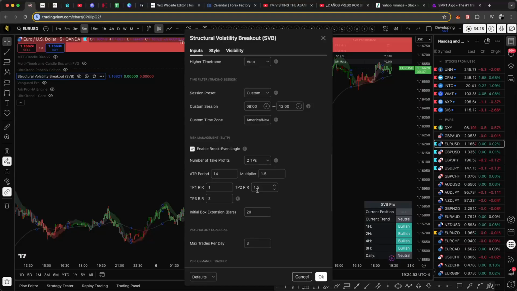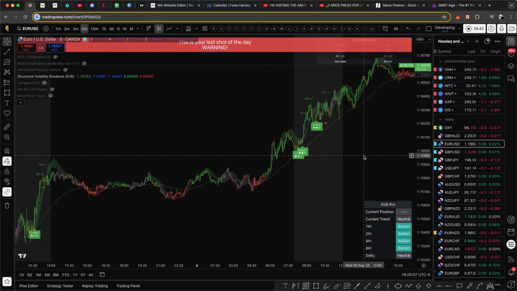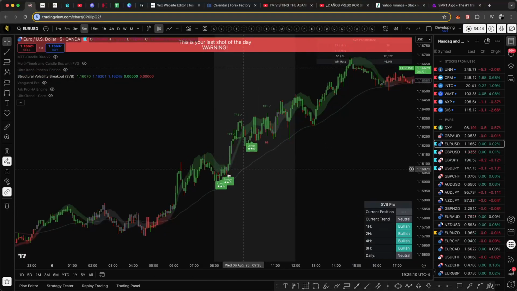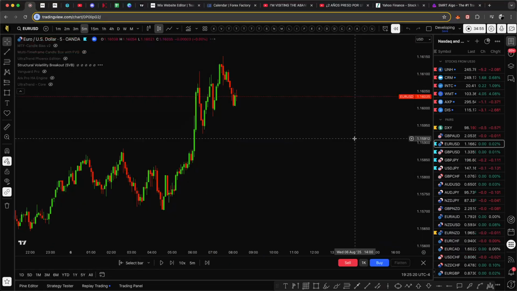1 to 1.5. Let's try something here. The half, 0.75. I think it's 0.75, half of that. I think I was using it wrong, but anyways, there you go. So we got 3 positions. This one got a break even. That's the third position, but the first 2 hit TP2. Now, bring it on, right?